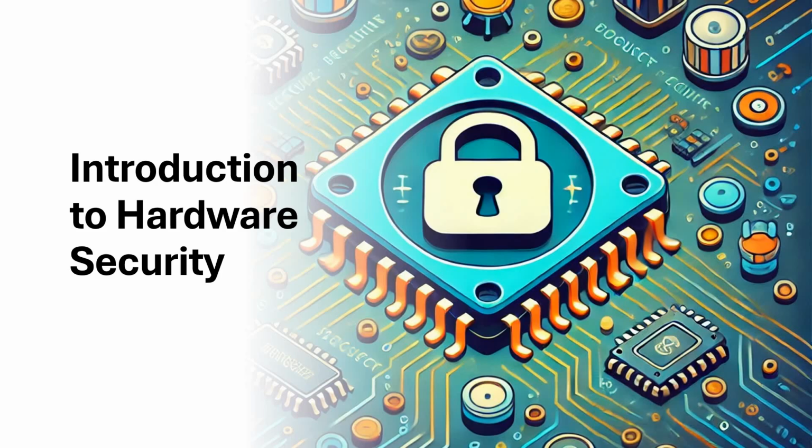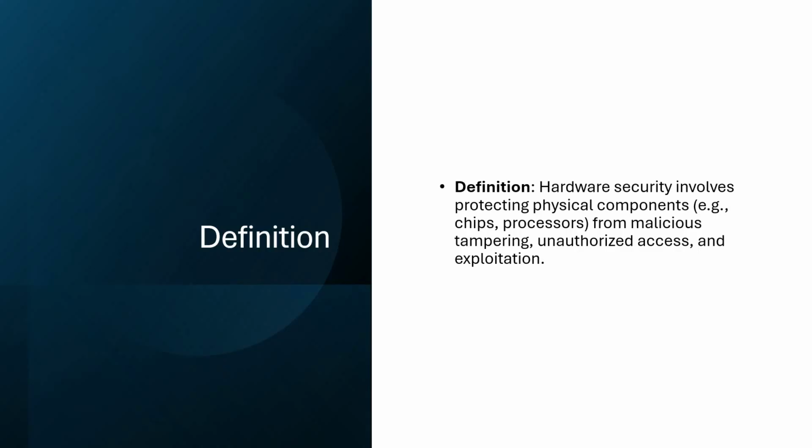Let's start with part one, the beginning. Introduction to hardware security. Let's define it first. Hardware security fundamentally involves protecting physical components. Here, physical components mostly means the chips and the processors. And what do we protect them from? We protect them from malicious tampering, unauthorized access, and exploitation.